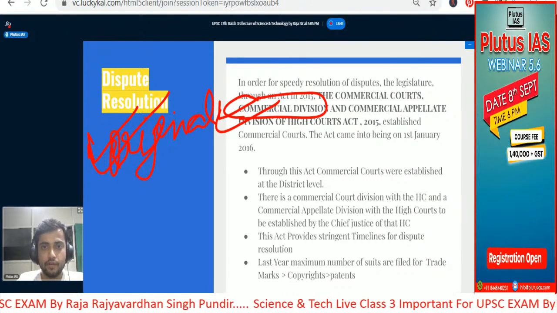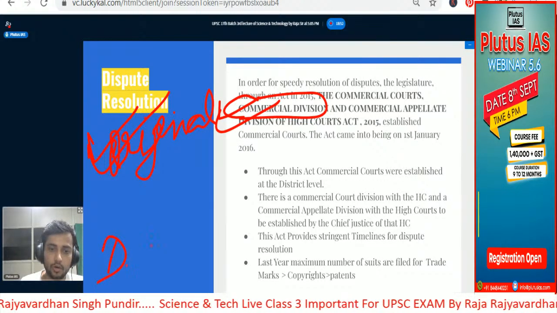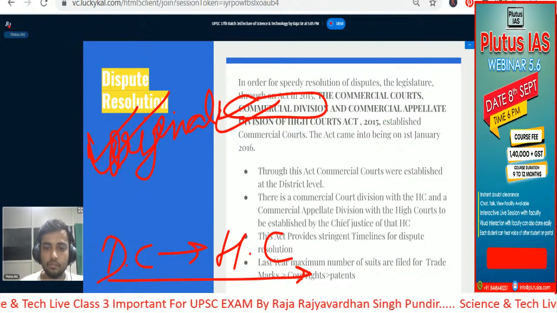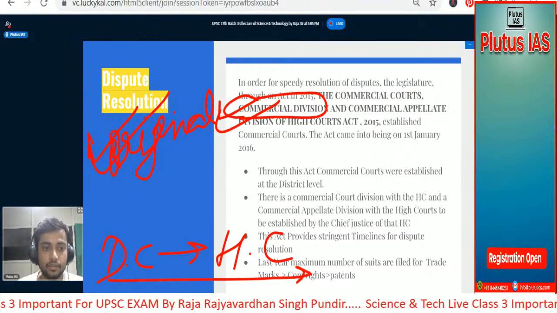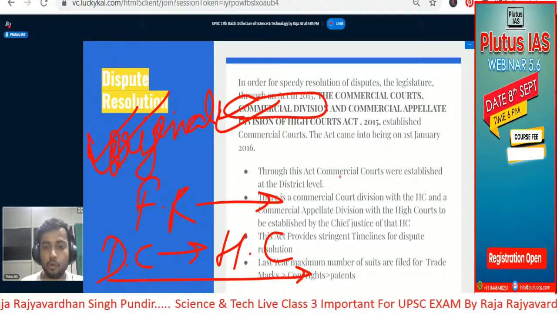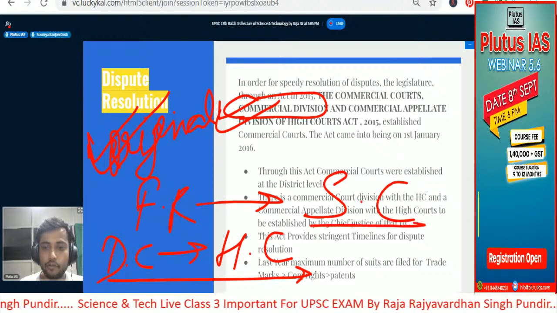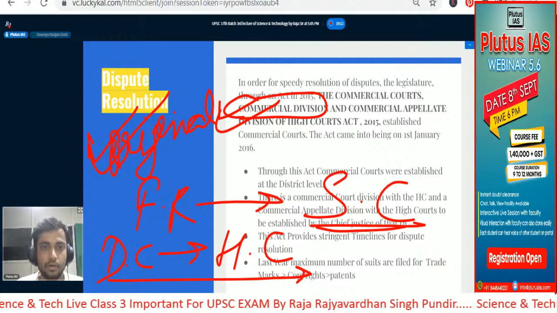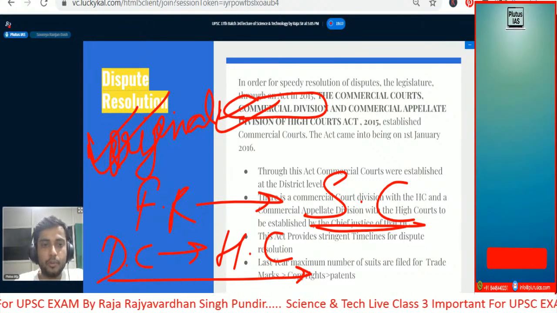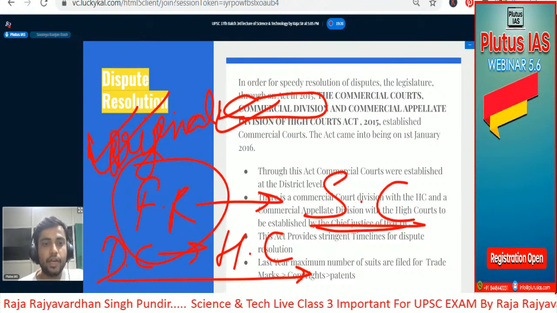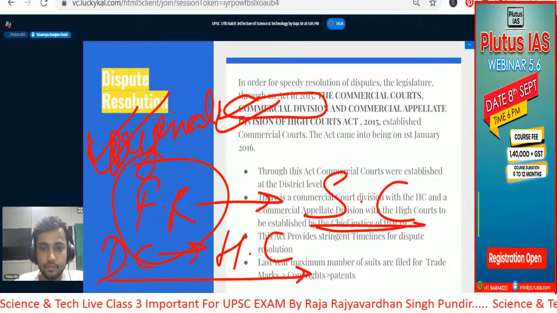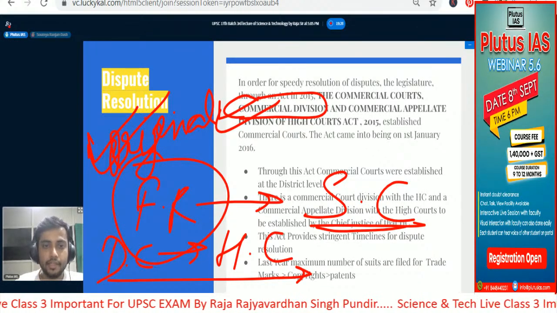Otherwise, for the smaller cases, what is the procedure? First, you have to go to the district court, and if you are not satisfied, then you go to the high court. Like in the case of fundamental rights, there is no one stopping you from going to the Supreme Court. If your rights are violated, you can directly go to the Supreme Court. You don't have to go to the high court or the district court. That is why fundamental rights are very important. You must have read it in polity. Yes. Okay, so a similar thing is here.